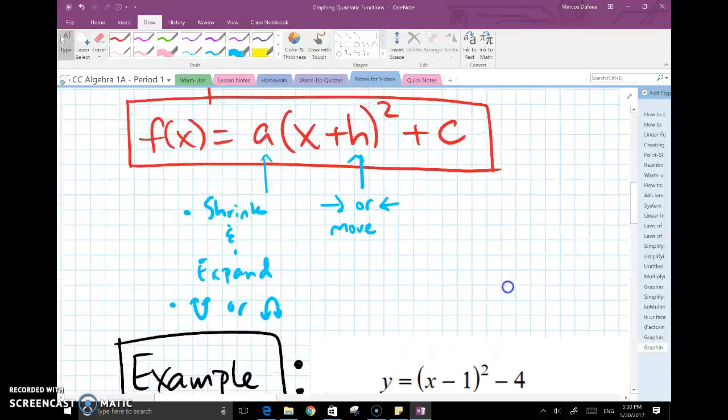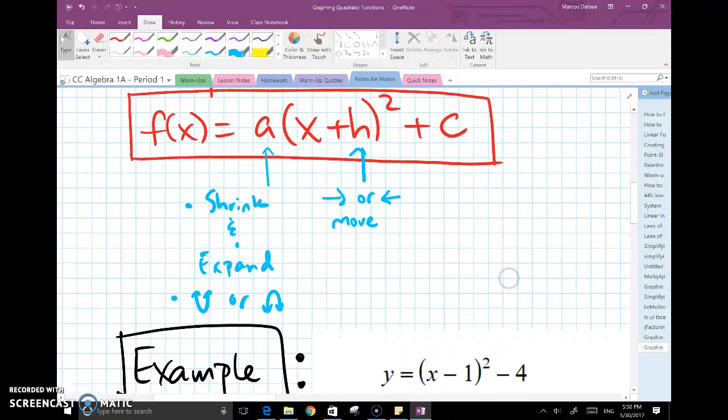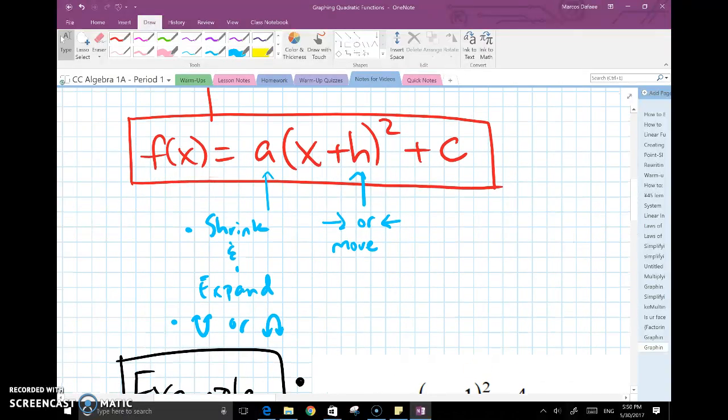All right. It does have another job, though, and we'll see what that job actually is. And I'll go ahead and tell you right now. So the C combined with the H, these two work together to create the location of the vertex. Now, the vertex would be written in standard form. In vertex form, it would be H, comma, C. Okay?